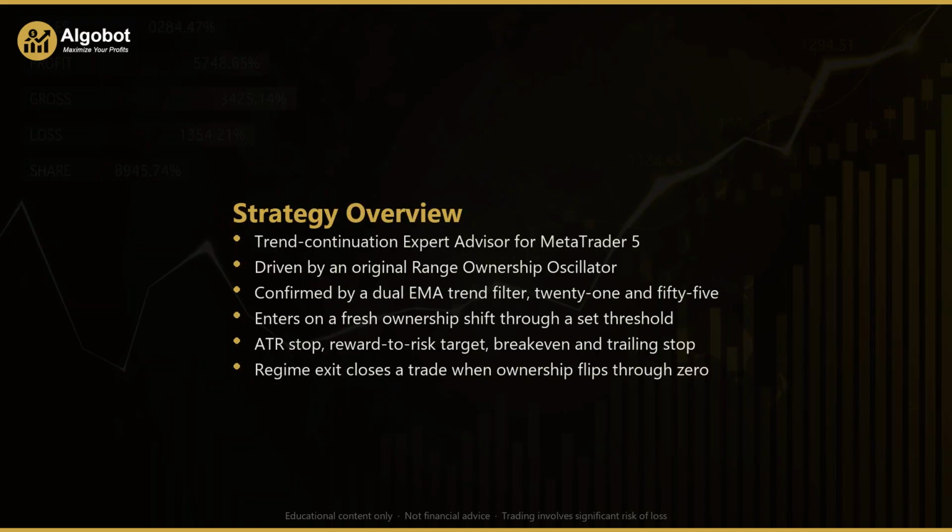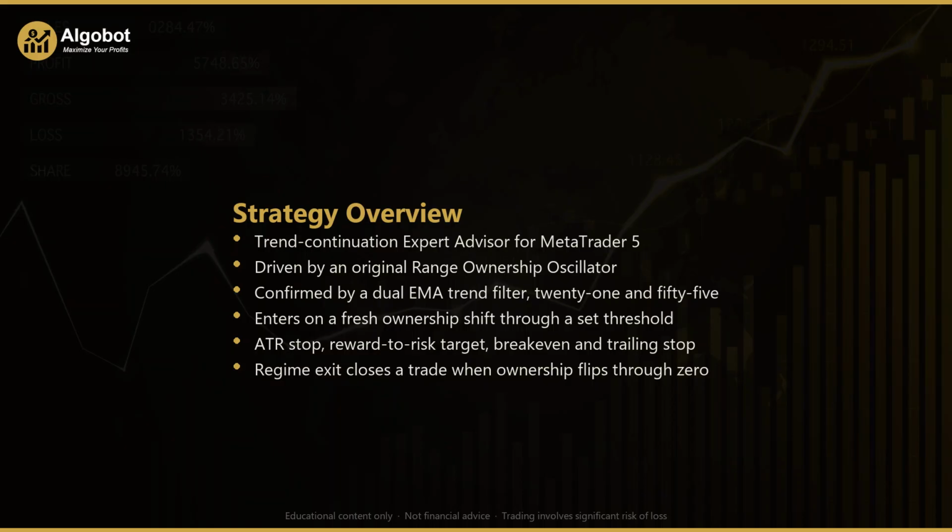So what exactly does this expert advisor do? Range Ownership Trend Shift is a trend continuation strategy for MetaTrader 5. That means it doesn't try to pick tops and bottoms. Instead, it waits for a market that is already moving in one direction. Then it looks for a moment where the recent price action strongly confirms that same direction, and it aims to join the move. The engine at the heart of this strategy is an original oscillator the author calls range ownership.